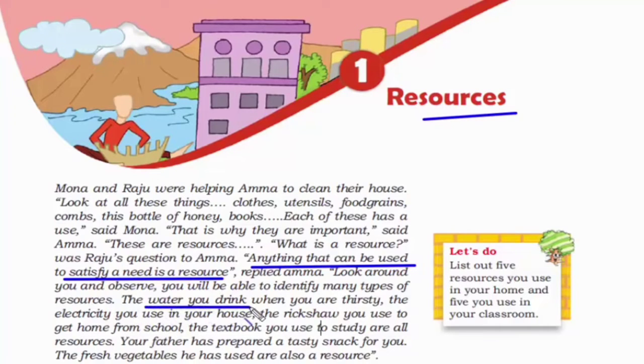The water you drink when thirsty is a resource. Electricity that we use in a house is a resource. And the way we use transportation, a rickshaw, to get home from school or anywhere, is again a resource. This is all that we are going to study in this chapter.